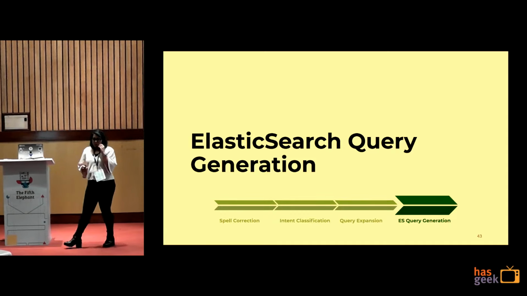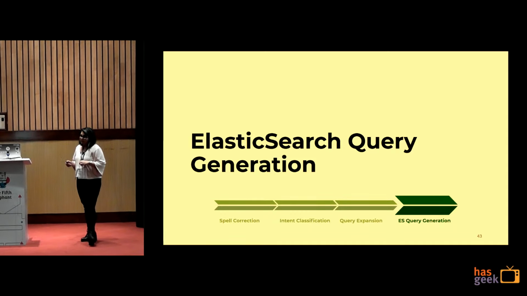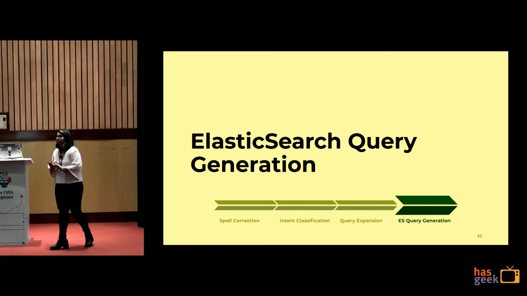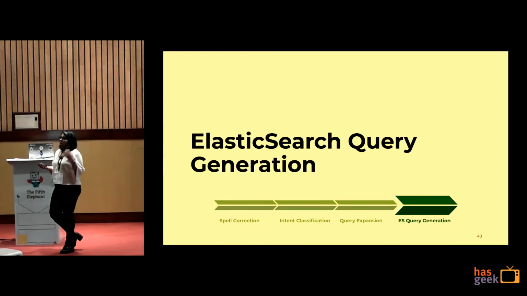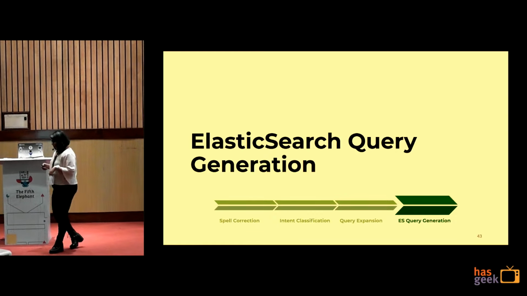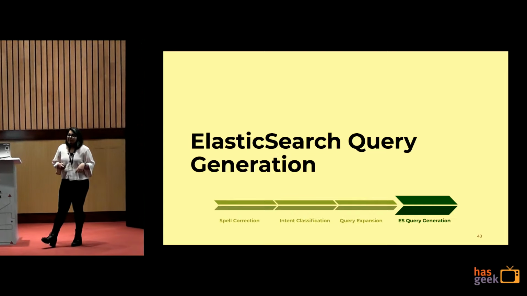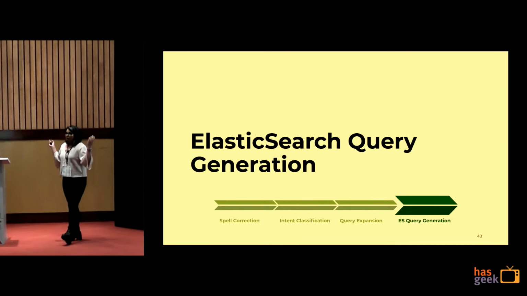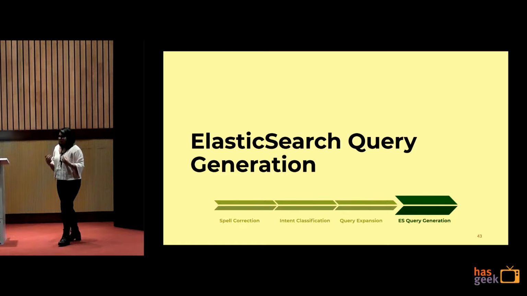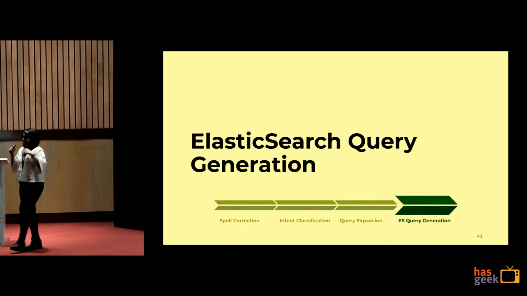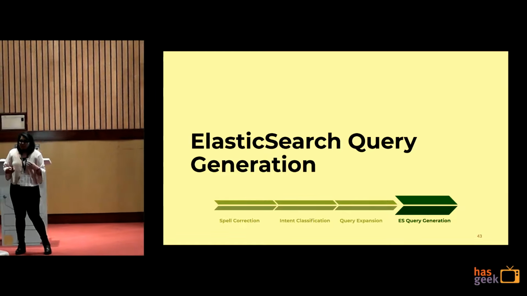So we looked at spell correction. We looked at how we built an intent classifier, and how we found the query expansion terms for the search query. Now let's look at how we take into account all of these outputs and insert them into the search query for Elasticsearch.